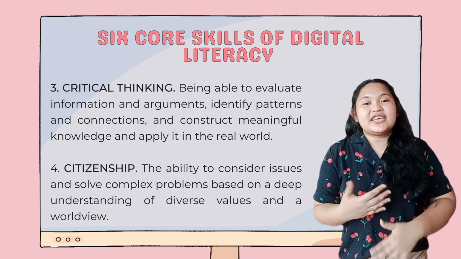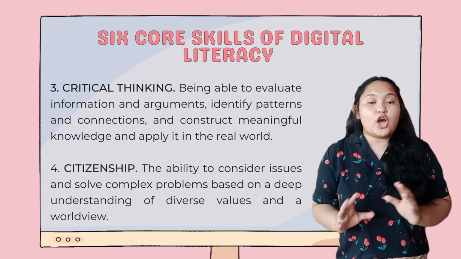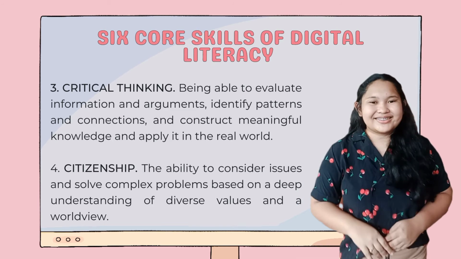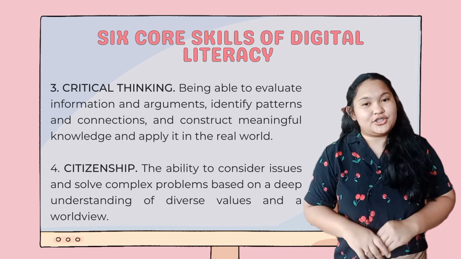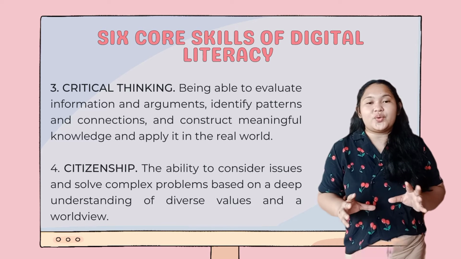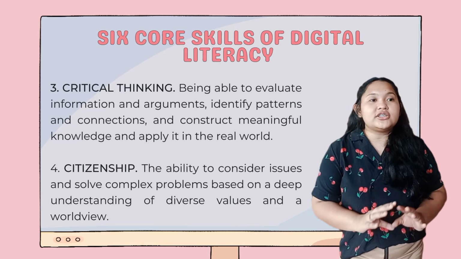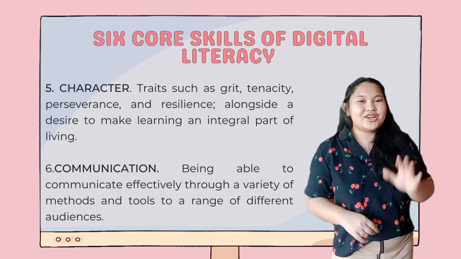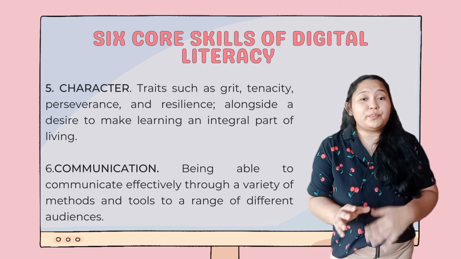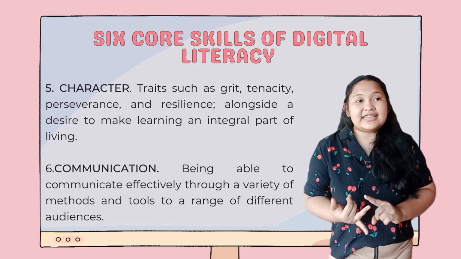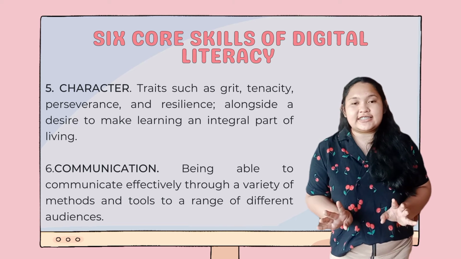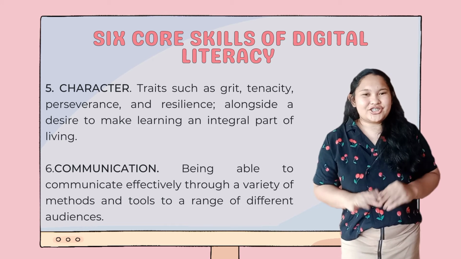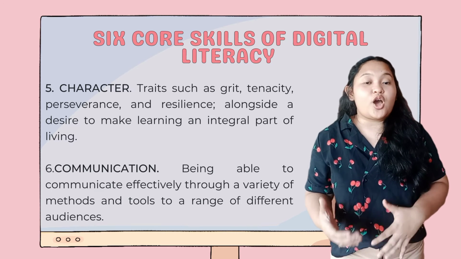Critical thinking. When we say critical thinking in a simple form, it is an objective analysis and evaluation of an issue to form a judgment. Citizenship. When we say citizenship, it is the ability to consider issues and solve complex problems based on a deep understanding of diverse values and a world view. Character. When we say character, it is a trait of a person. It could be grit, tenacity, perseverance, and resilience, alongside a desire to make learning an integral part of living. Communication. When we say communication, this is how we connect with other people.